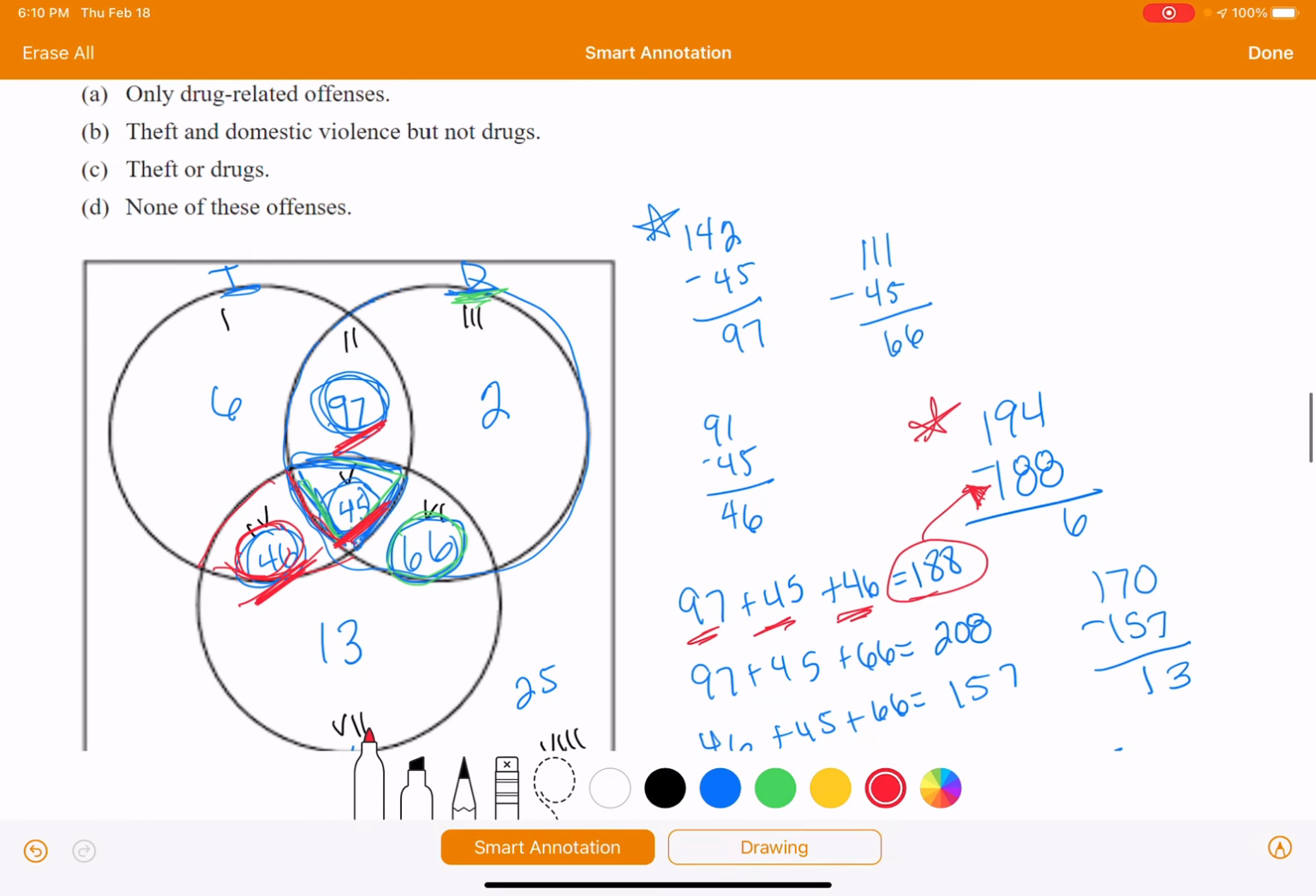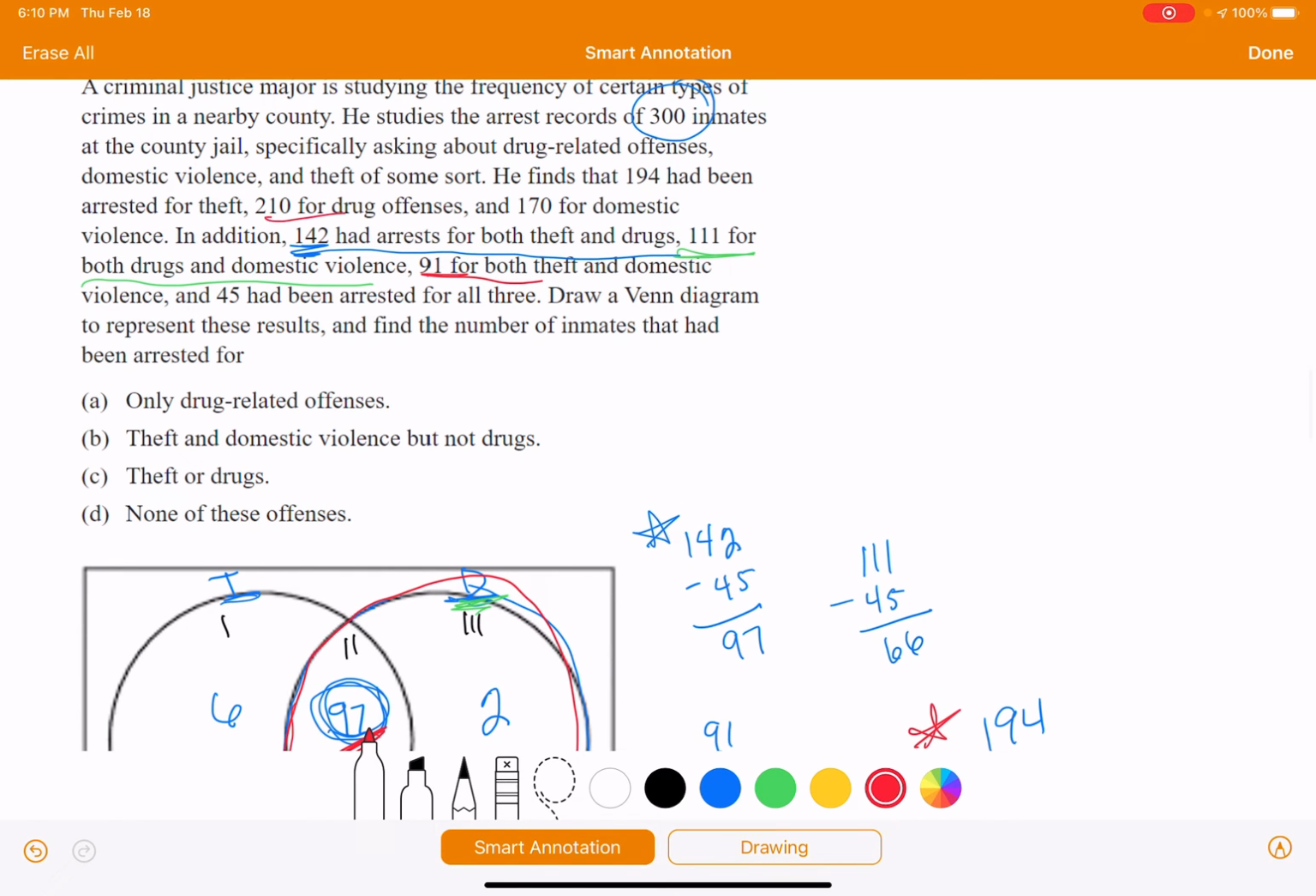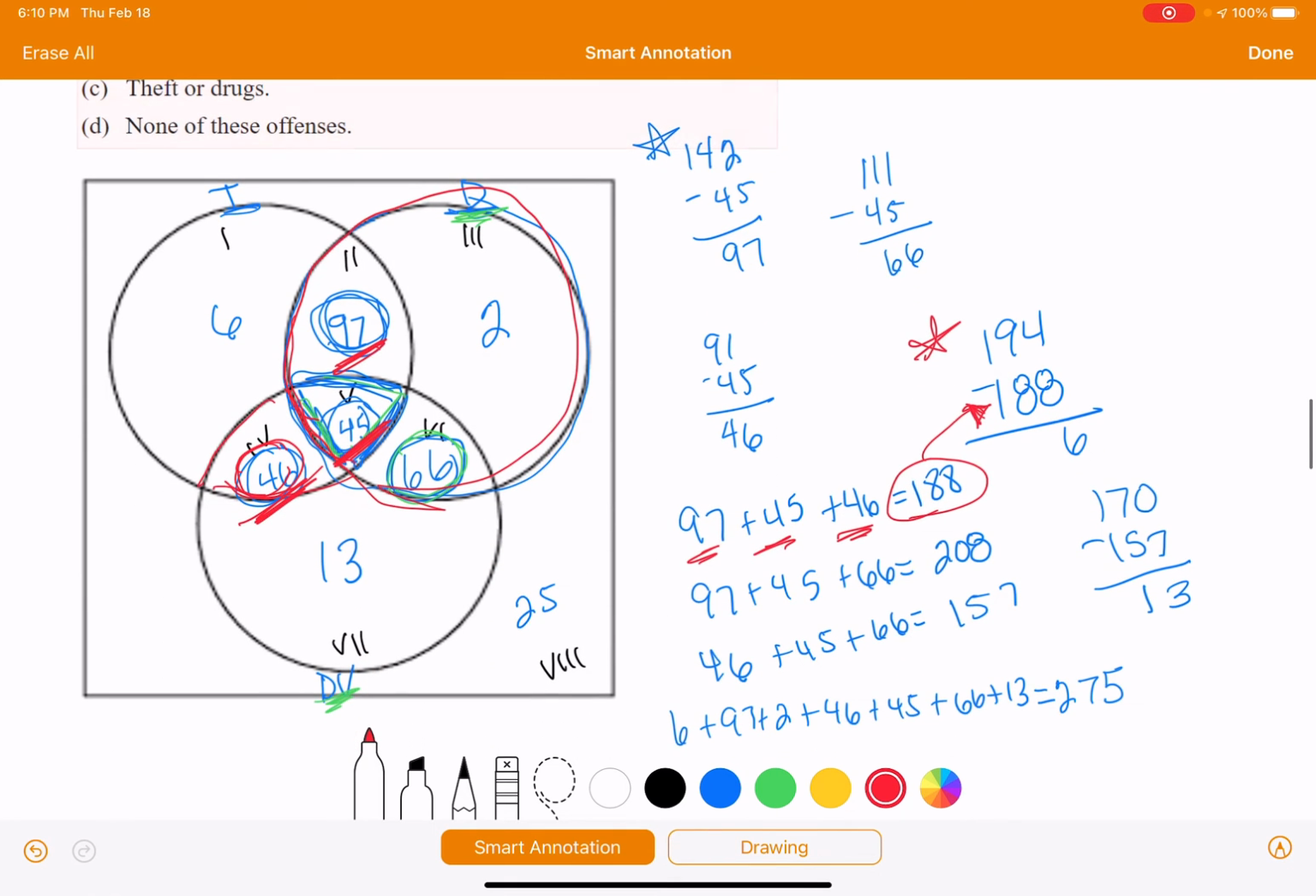Okay, and then I did the same thing for the next one. 97, 45, and 66, because now I'm just looking for drugs, and I have to subtract that 208 from 210. Here it tells me 210 who are just drug, and then 170 for just domestic violence. So I do the same thing. Okay, so this one I worked my way backwards. All right, so let's see if we can answer the questions.